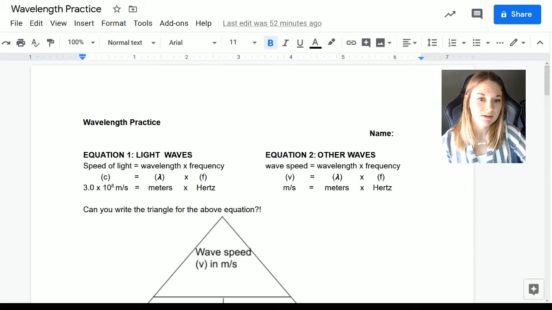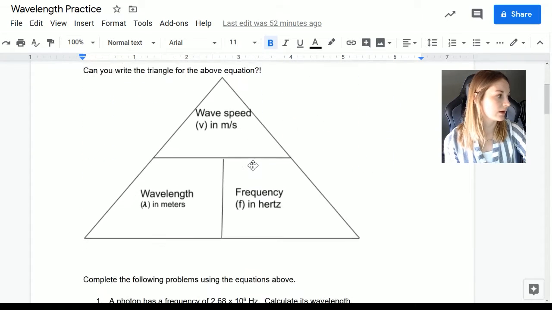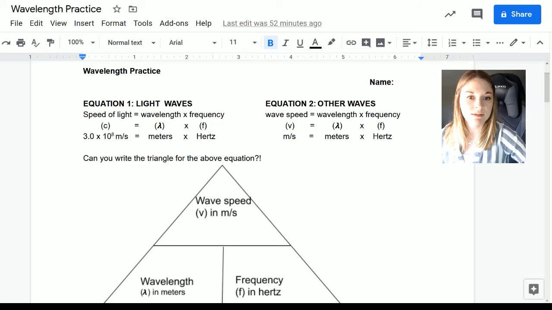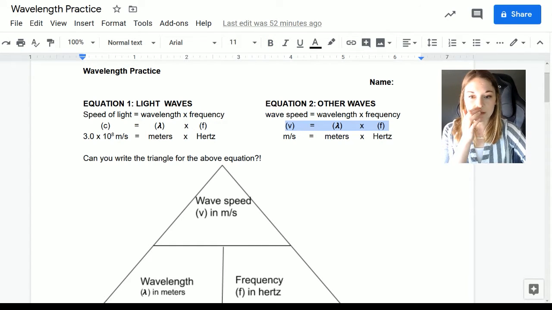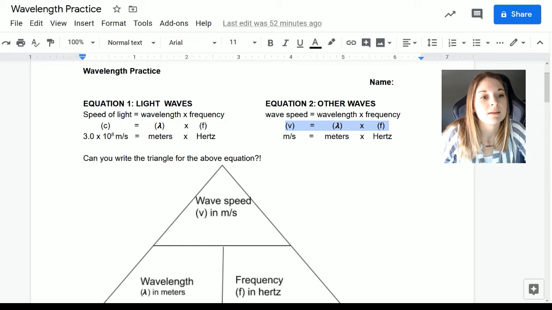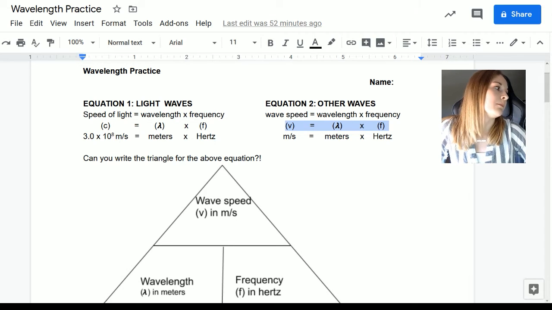I want to talk about equation 2 first, actually. It's called other waves, and this is our general equation that I gave you the triangle for. So this one says that wave speed is equal to wavelength times frequency, and I gave you the different variables for each of these. So your wave speed will be given to you as a variable of v, your wavelength will be in this upside down y or lambda, and then frequency is in f. And then I gave you your labels, so meters per second, meters, and hertz.